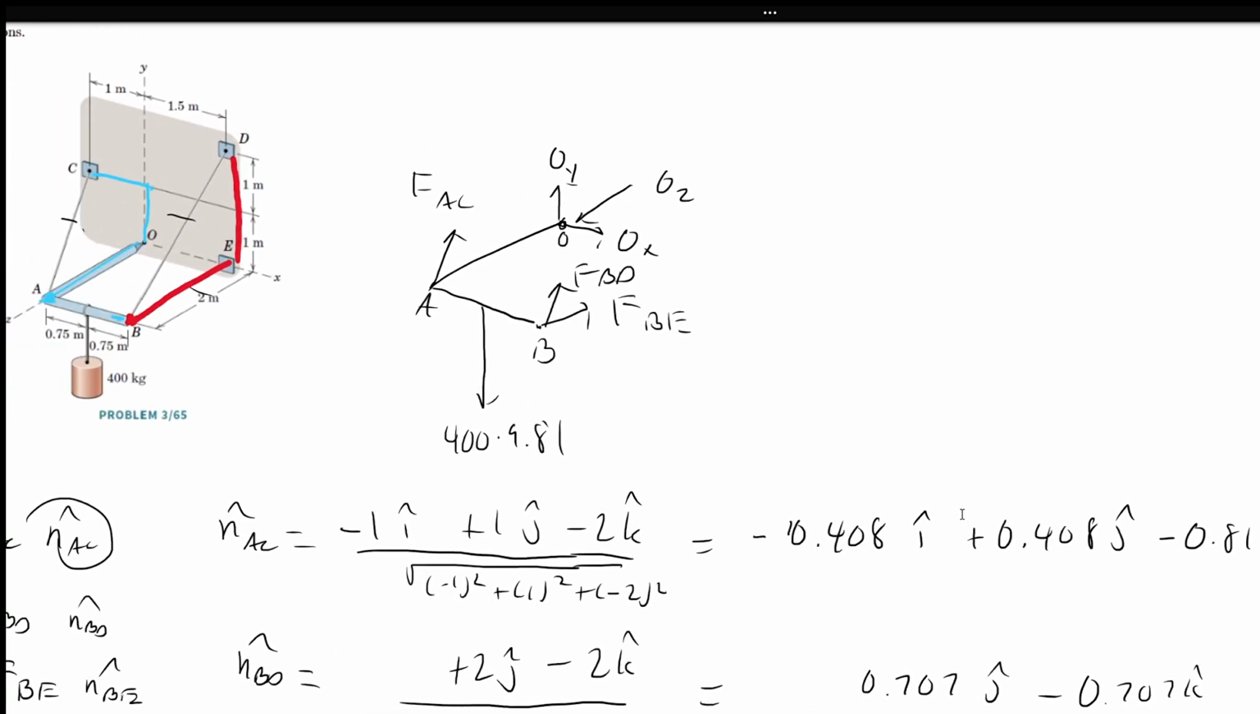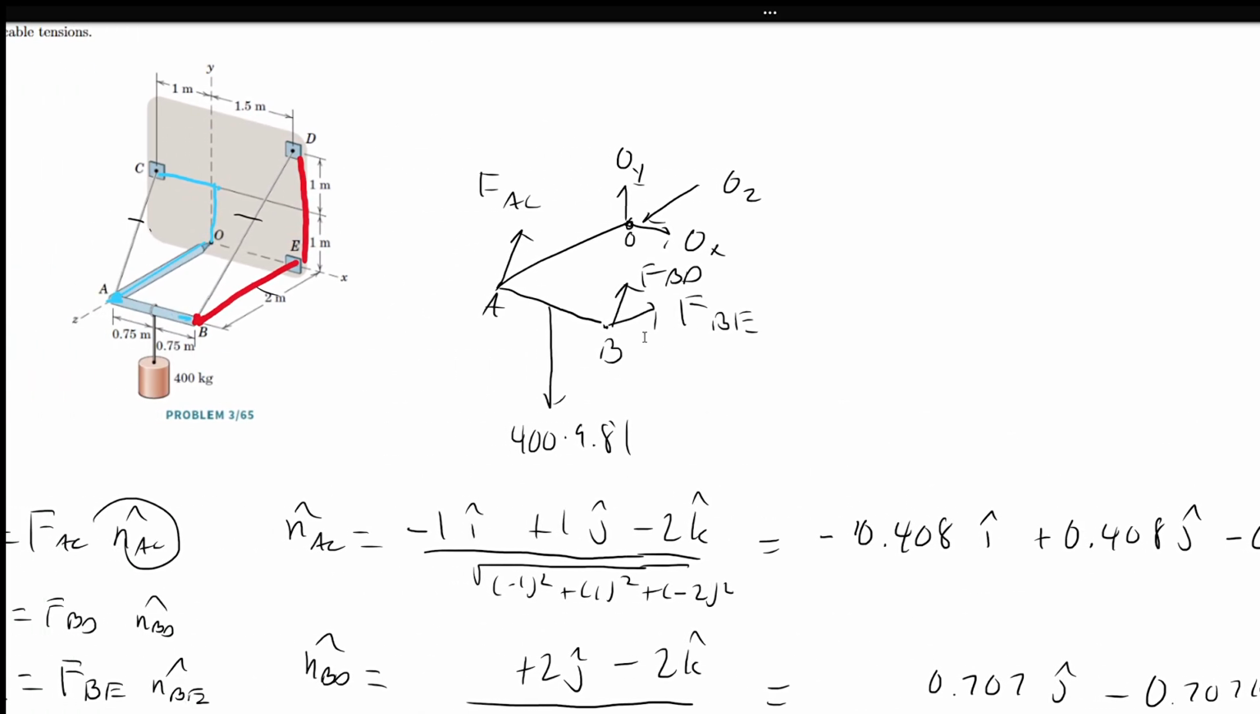So what is next? Well, we have to figure out which point we want to take the moment around. And we have a couple options. We could do maybe A or B, but the most obvious one is point O. Usually if there's 3 unknowns acting at a point, that's where you want to take your moment around in statics problems. And so if we do O, we won't have any of these involved. We'll just have FAC, FBD, FBE, and the weight. So the sum of the moments around point O is 0.